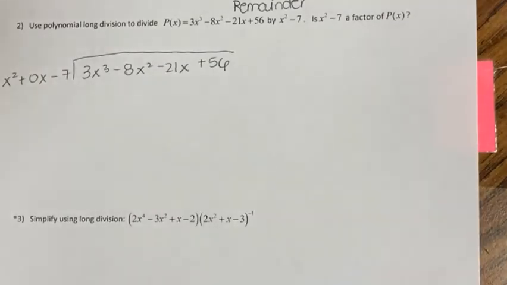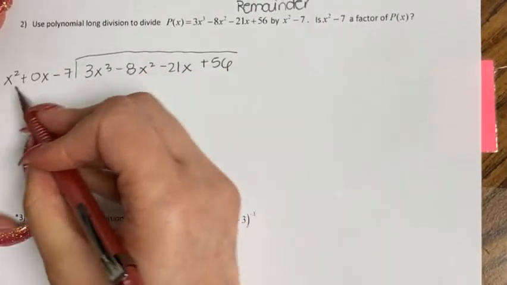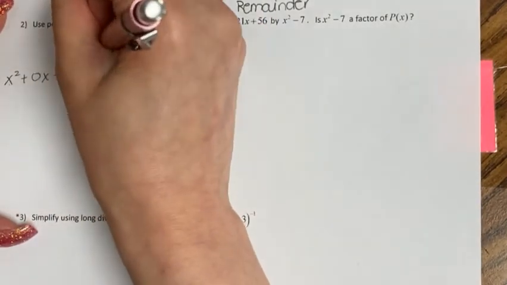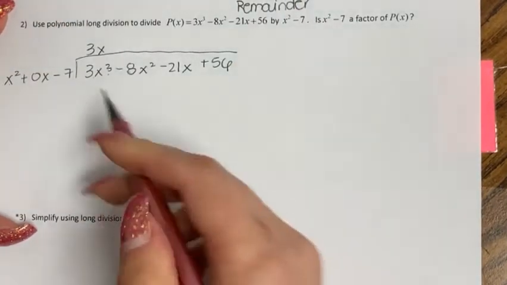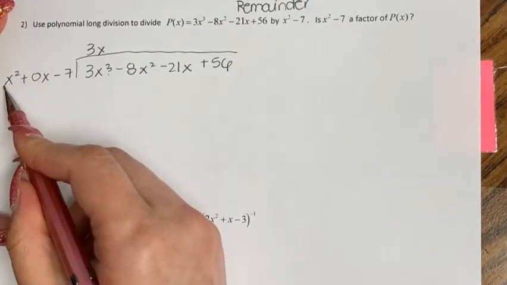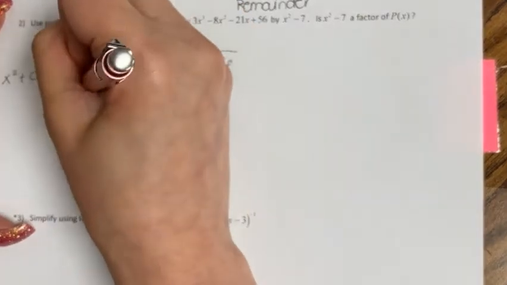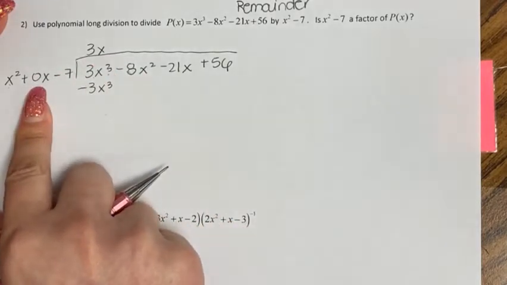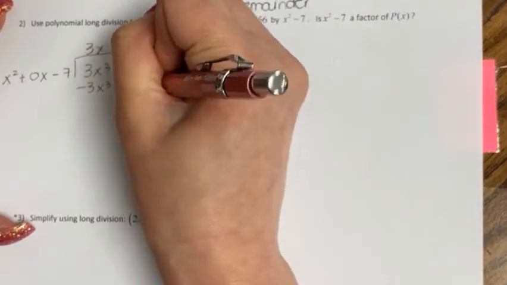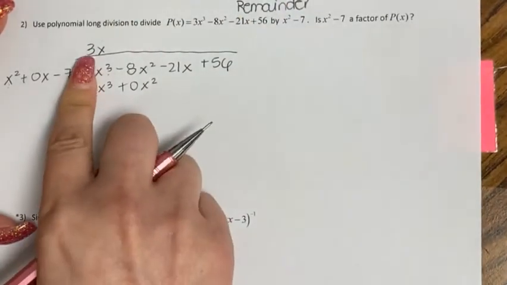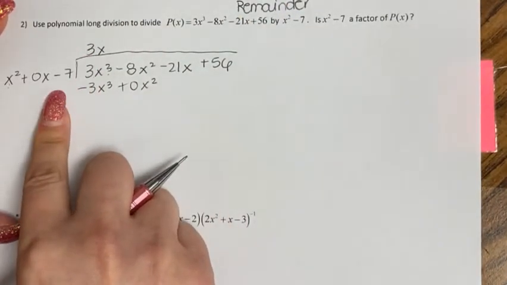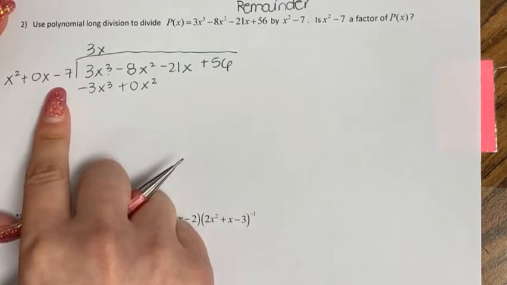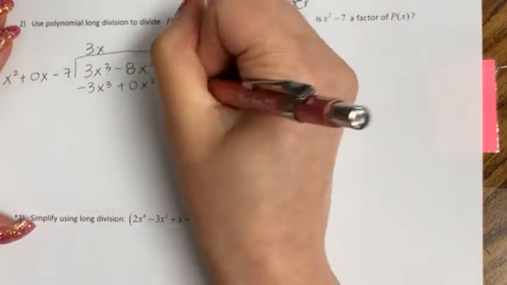Well, what you're going to do here is you need to make this x squared a 3x cubed. So clearly we need the 3, and we need an extra x. So 3x times x squared is going to be 3x cubed. Positive outside goes negative inside. Then you do 3x times 0x, which is going to be 0, so you can just put the 0 there to save the space. Then 3x times negative 7 is going to be negative 21x. Negative 21x outside comes positive inside.